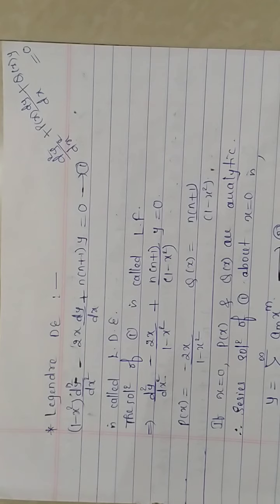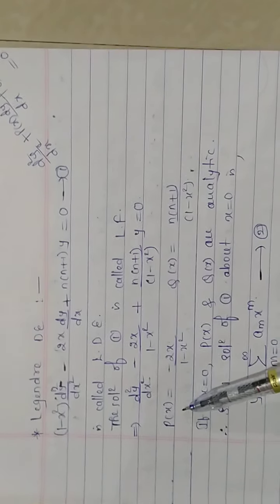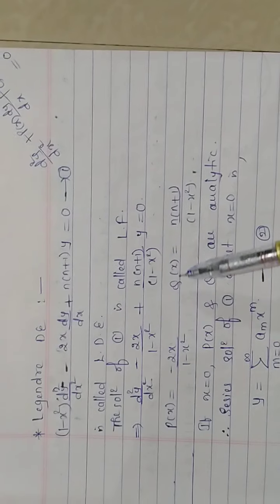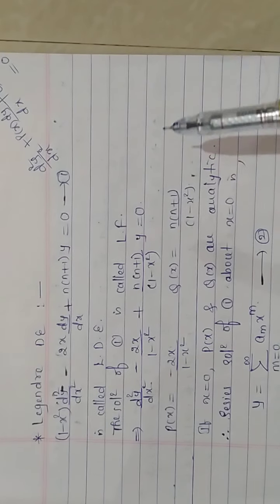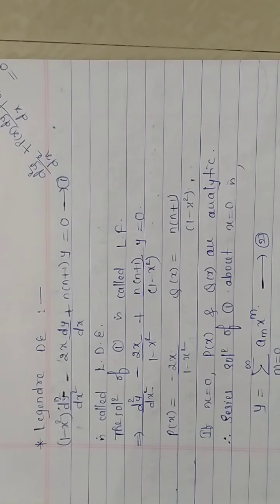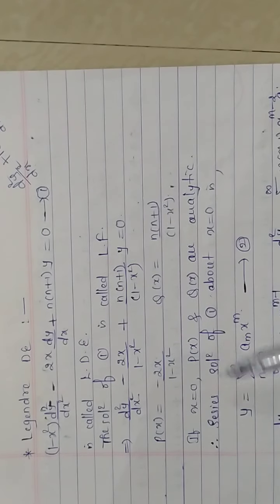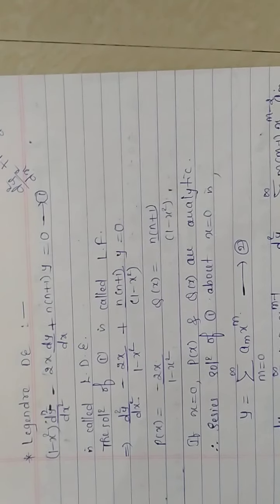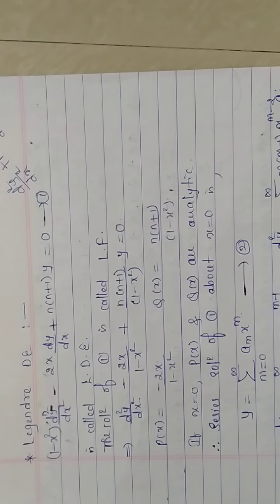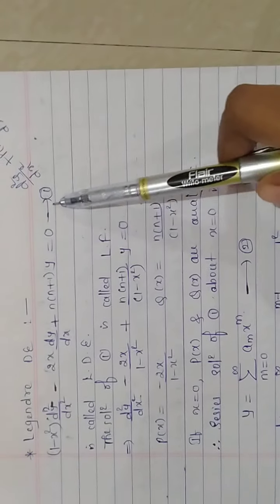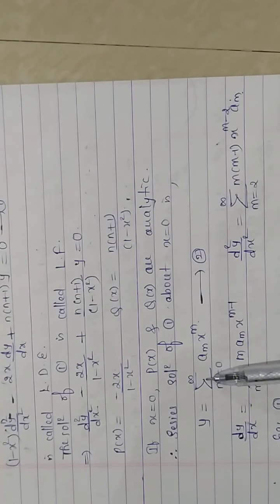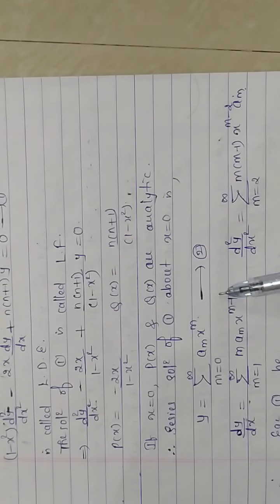Whenever x is equal to 0, what are my p(x) and q(x) values? I can say that my p(x) value is 0 and q(x) value is n(n plus 1). Yes, so I can easily observe that these p(x) and q(x) are analytic functions, isn't it? Therefore, I can say that x equal to 0 is an ordinary point. Whenever I have an ordinary point, my series solution of equation number 1 will look like y equals summation m equals 0 to infinity a_m x raised to m. I will call it equation number 2.